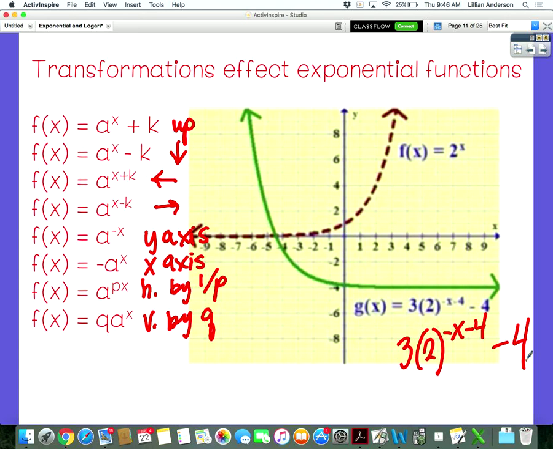Do they have to be in any particular order, or do you just give it to them? Well, if it just lists them, give it to them in any order. But if you have to graph it yourself, what do you start with? Reflections and stretches first. Those can go in any order, but they have to be done before you ever move it left, right, up, or down. Translate it.